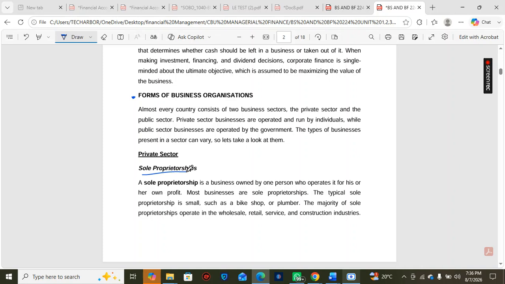Sometimes the sole trader can be even just a group of one head, with people working under them. For example, like how we see electricians, plumbers, bricklayers. Those are sole traders. A business owned and operated by one person.